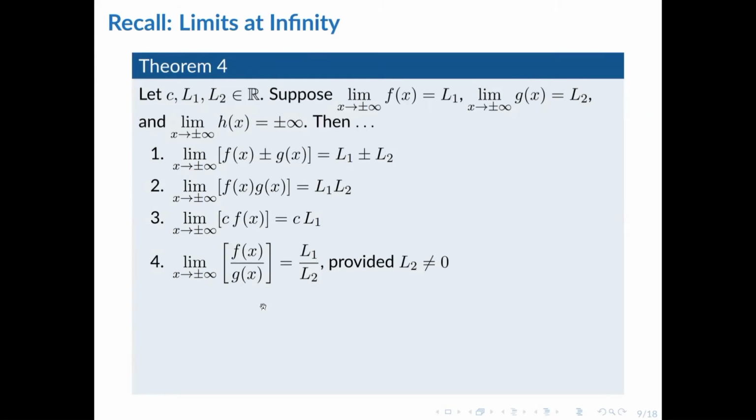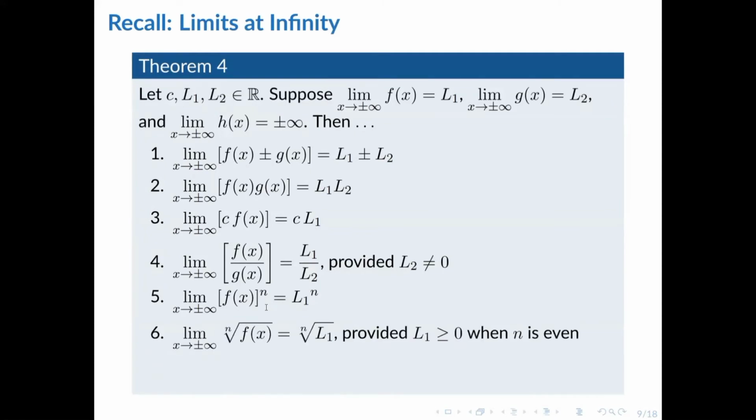The limit of the ratio f of x over g of x as x approaches positive or negative infinity is equal to the ratio of the individual limits L1 and L2, provided that L2 is not equal to 0. The limit of f of x raised to n as x approaches positive or negative infinity is equal to the limit of f of x, which is L1, raised to the exponent n.